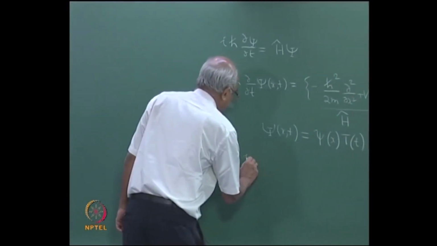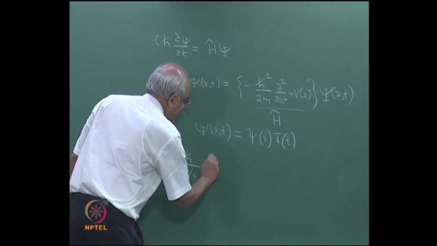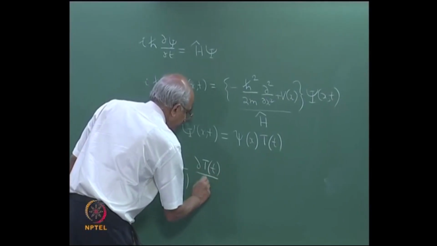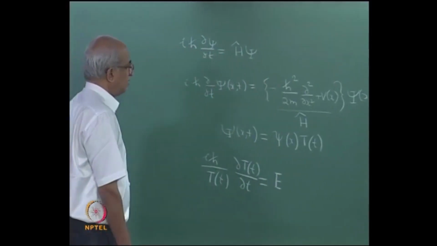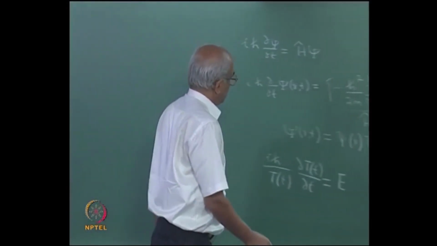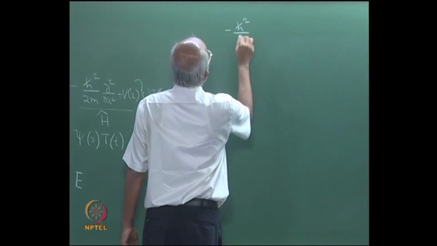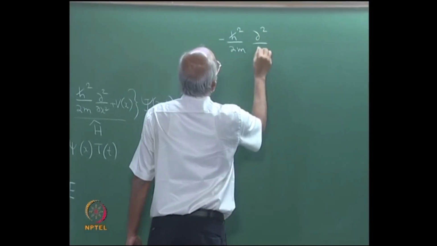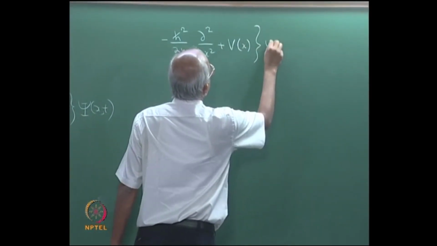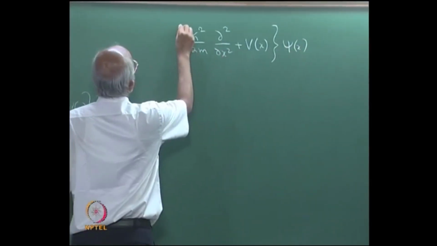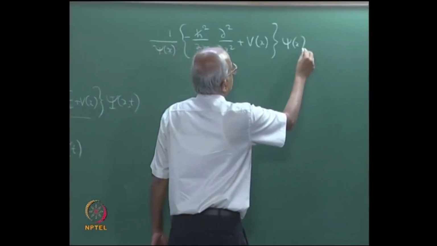The first one said that i h cross, 1 by capital T of t, dou capital T of t by dou t, should be equal to a constant, and the other one said that the position part should be equal to the same constant.